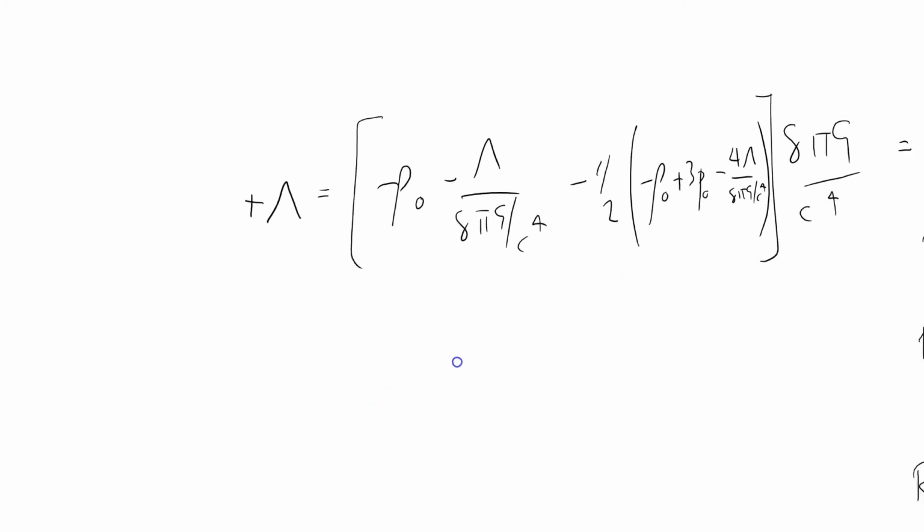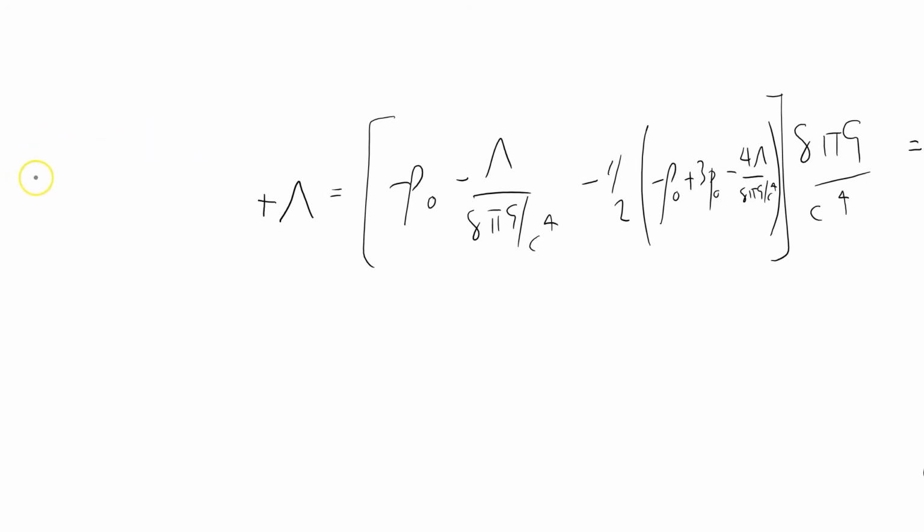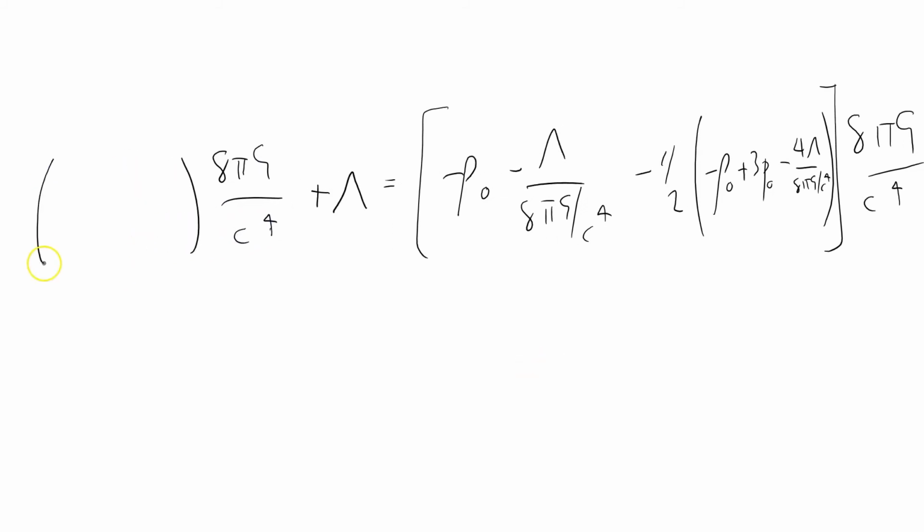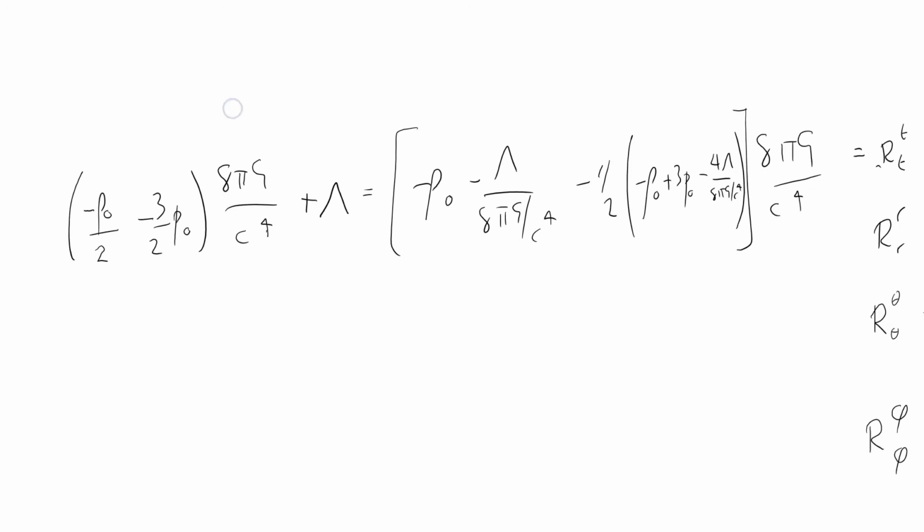Let's do the rho 0 term here. This will be multiplied by 8 pi G over c to the power 4. We've got a rho 0 term and a p0 term. Let's do the rho term first. We've got minus rho, minus times minus is a plus, so it's minus a half, minus rho 0 over 2, and what have we got here? We've got minus 3 over 2 p0. So just tidying up that a little bit.